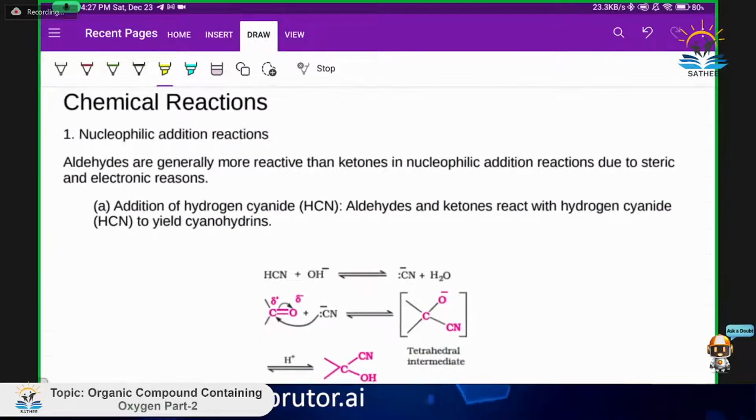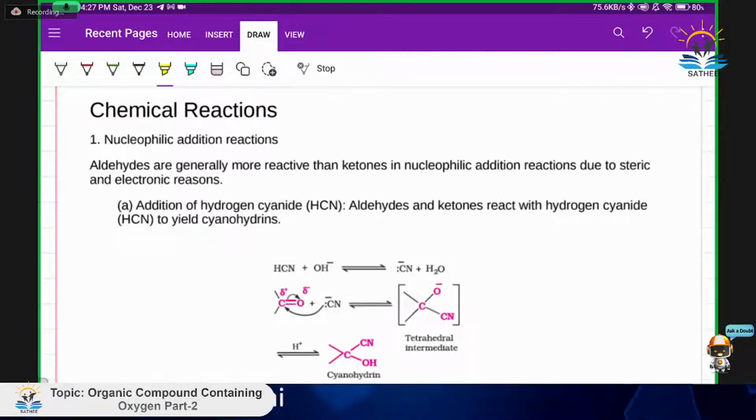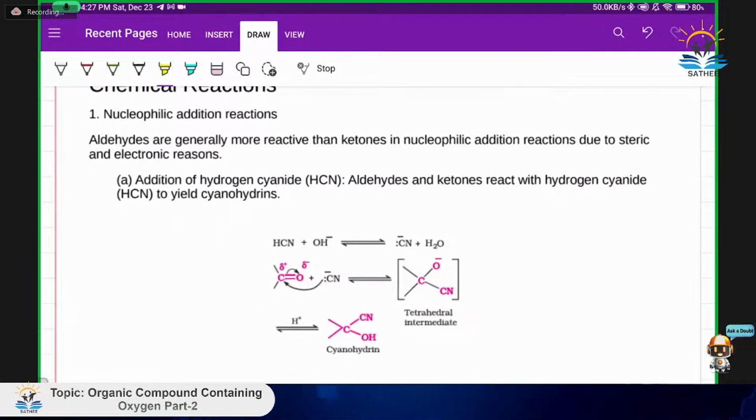Now we will see some chemical reactions of aldehydes and ketones. First will be the nucleophilic addition reaction. Aldehydes are generally more reactive than ketones in nucleophilic addition due to steric and electronic effects. So aldehydes are more reactive than ketones.